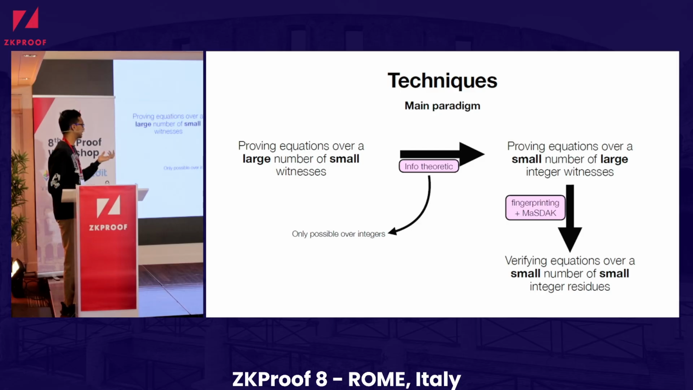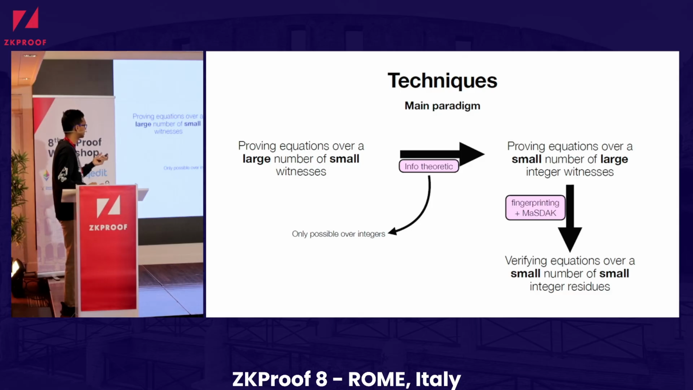This is possible over integers because I can take 10 integers and encode them into a really large integer, not compress them. This cannot be done information-theoretically for, let's say, finite fields, because you'll run out of space. You cannot compress, let's say, 10 field elements into one field element. That just doesn't work.